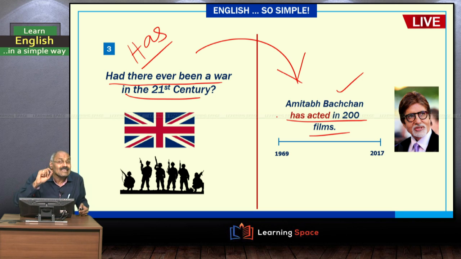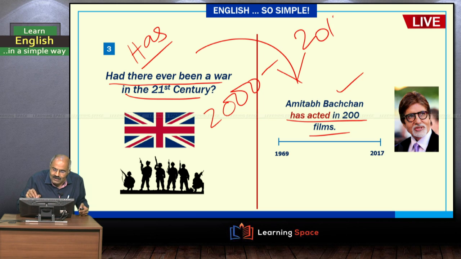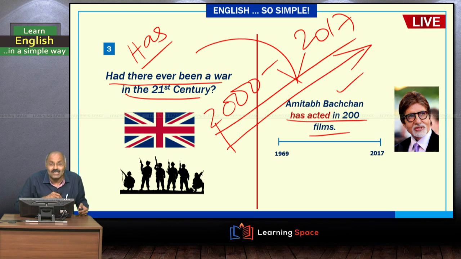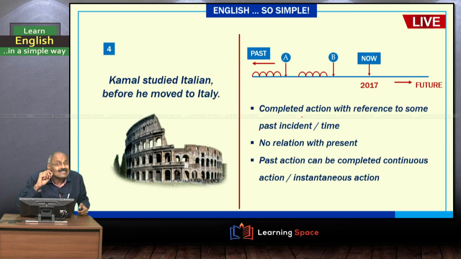The meaning or the sense is starting from 2000 right up to 2017, that means starting from the past, and he is linking this action with the present. Therefore, it must be "has". Has there ever been a war in the 21st century? Because we are talking about there being no war till now, something from the past up to the present. So, therefore, we have to use "has".